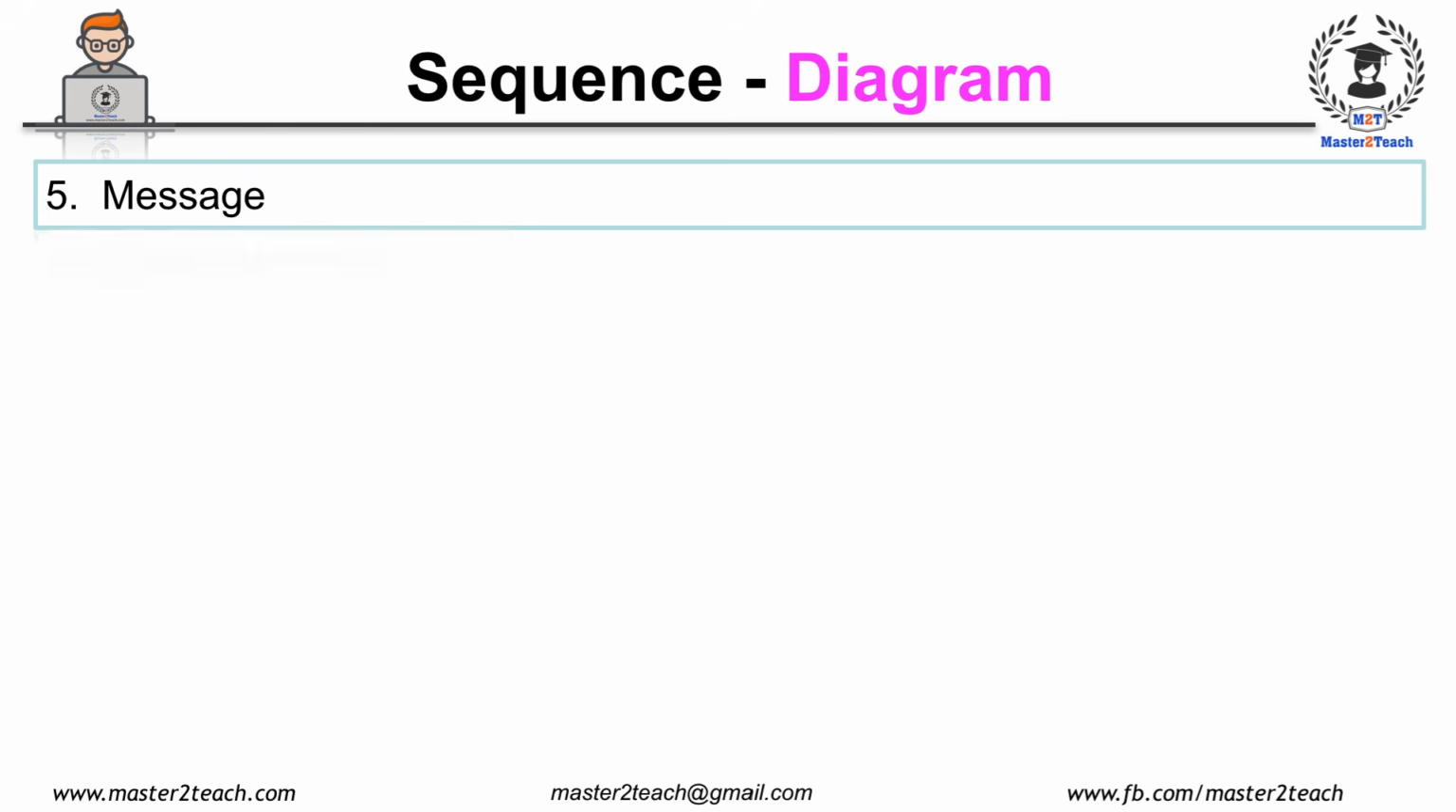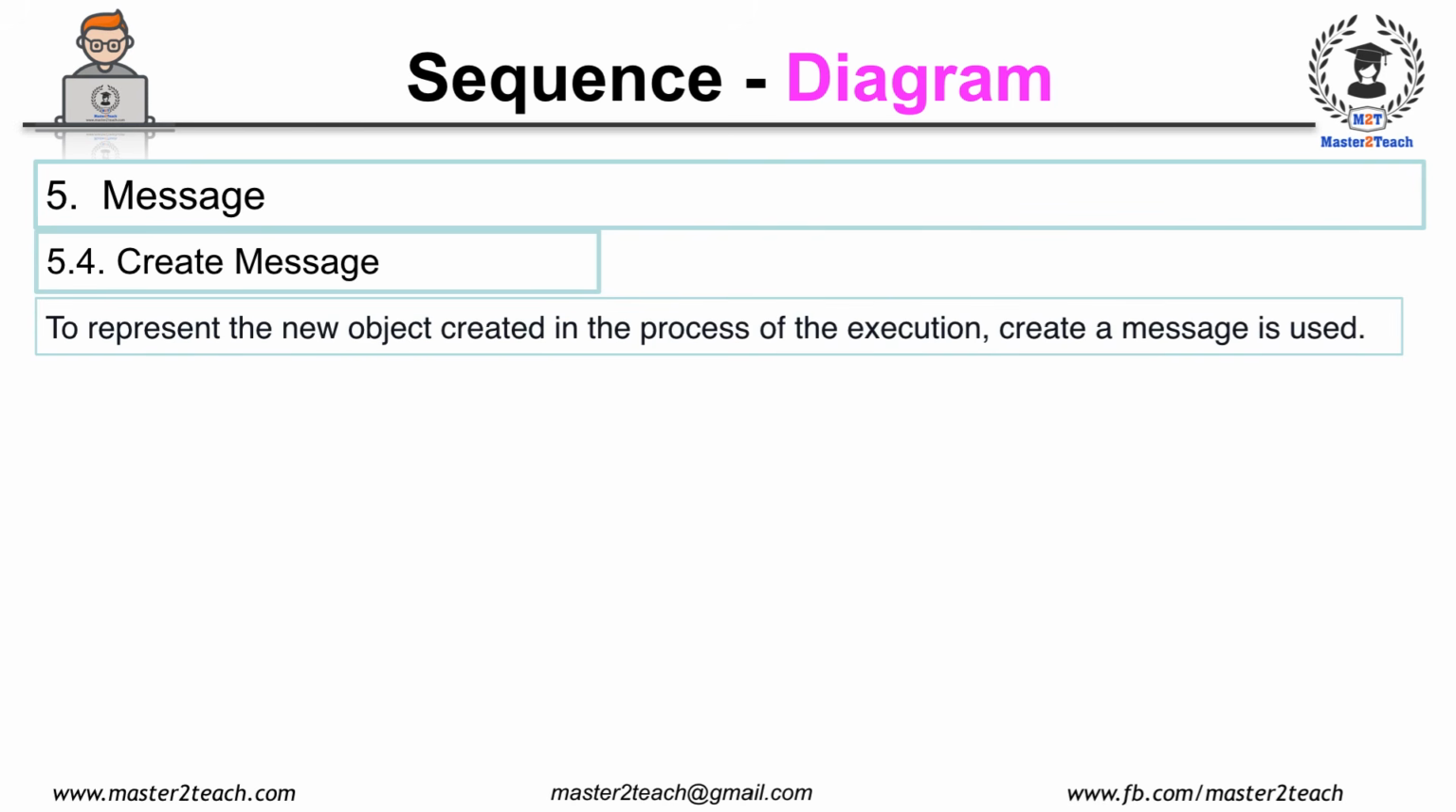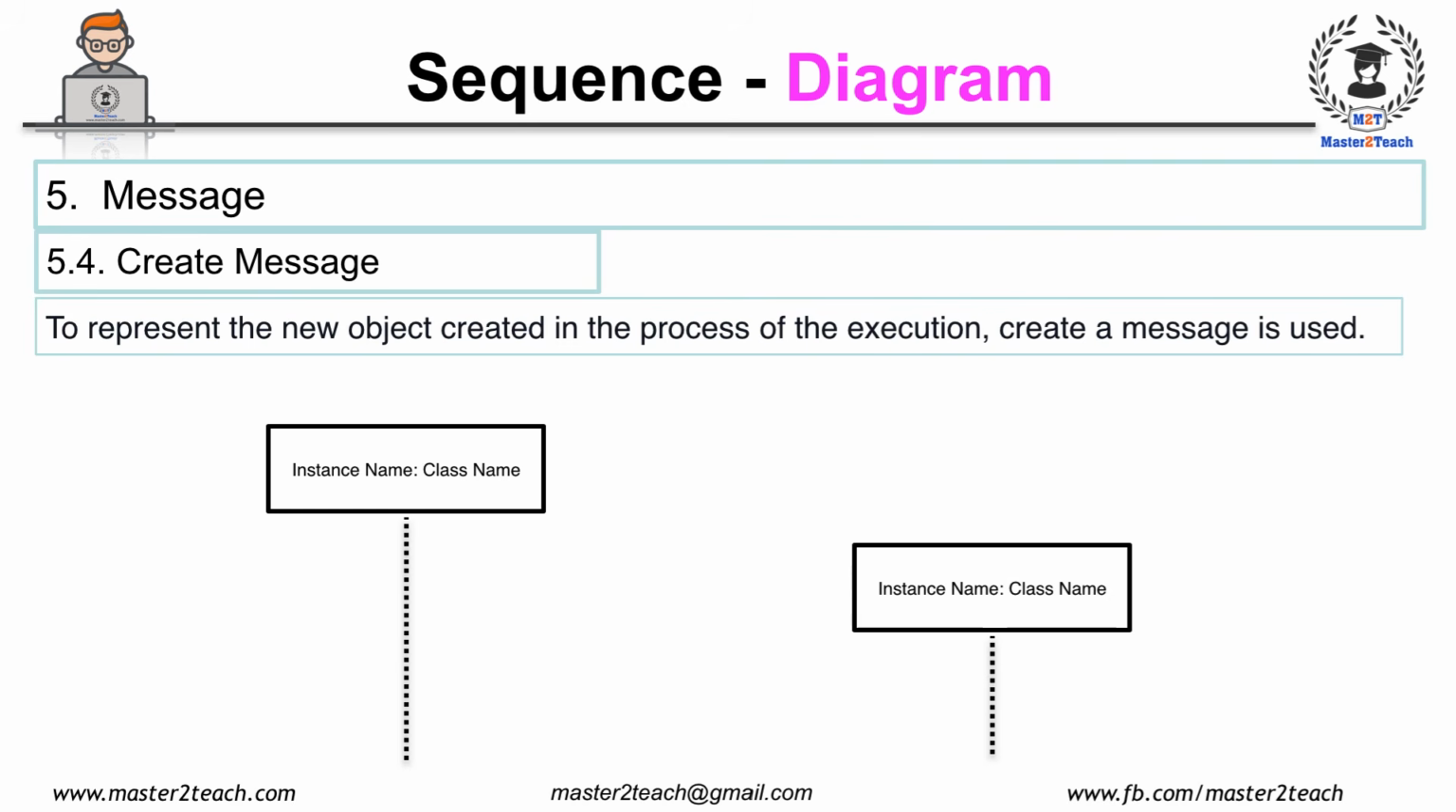Create message. An object can be created at any time during the execution of the process. To represent the new object created in the process of execution, a create message is called. It is represented by a dashed line with a line arrowhead and labeled with the word create on it to specify that it is the create message symbol.